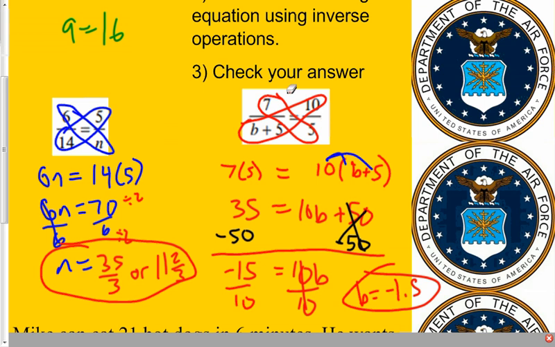if you wanted to plug that in for the original, I'm going to erase this so we can see it a little bit better. You just plug in negative 1.5 for b. So negative 1.5 plus 5 is going to be 3.5. So when I've plugged that in, this becomes 3.5. And then if you divide 7 by 3.5 and 10 by 5, either way you get 2. So both sides are equal. So that's using cross products and then solving it.